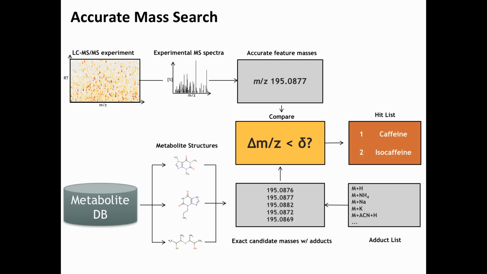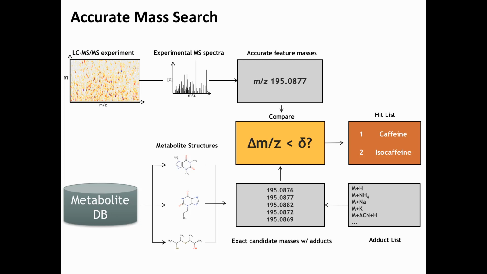And what you do in accurate mass search is you take all these monoisotopic masses and you add the adduct masses. And for each of these possible hypotheses, you ask the question, is the m/z within the tolerance that your instrument supports? And if that is the case, you get a hit list. Note that you do not have a natural score for this hit list. So it's just everything that matches within this threshold.